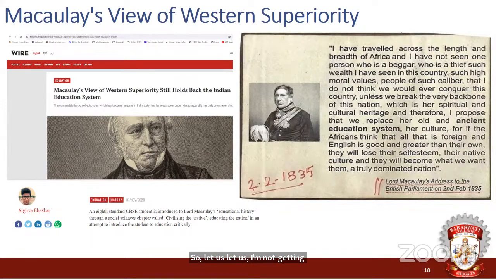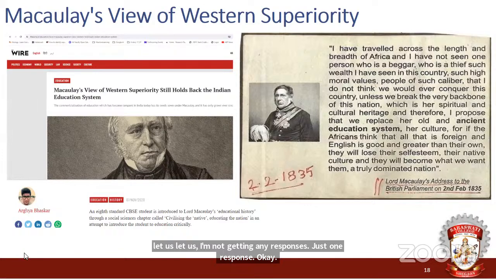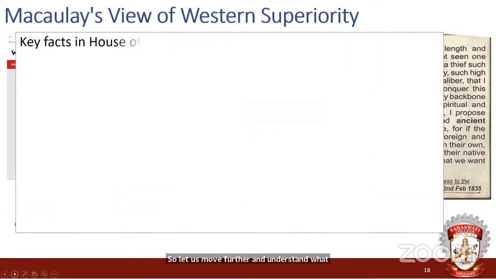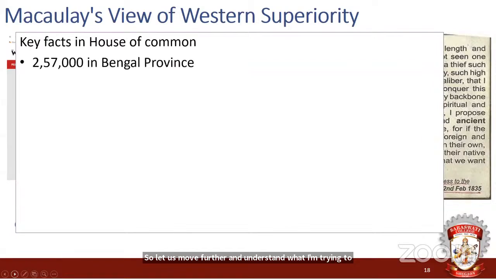So let us move further and understand what I'm trying to say. The documents which are searched, the archives which are studied, say that in 1815, just in Bengal province, there were more than 257,000 schools. Just in Bengal province.